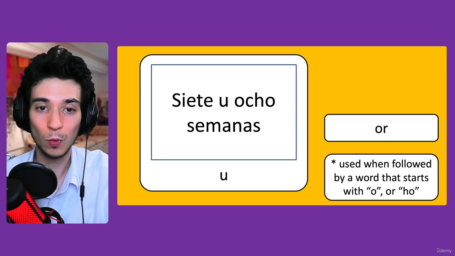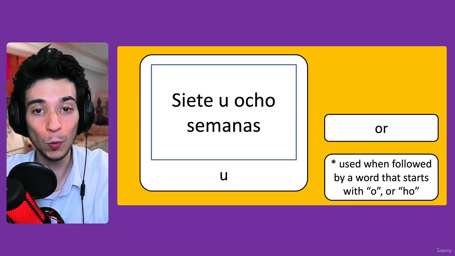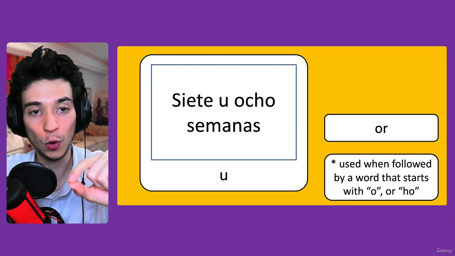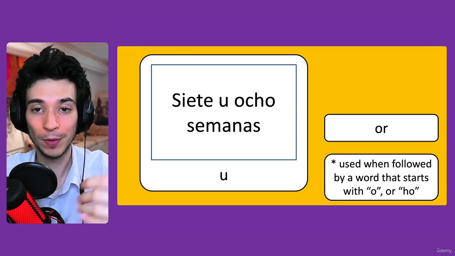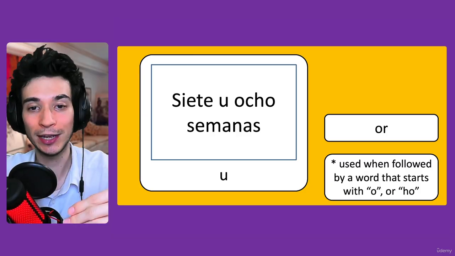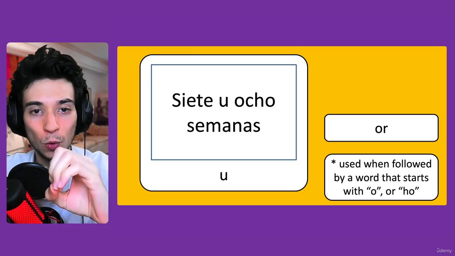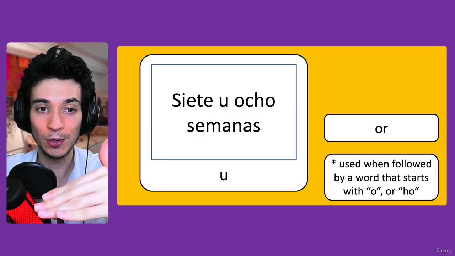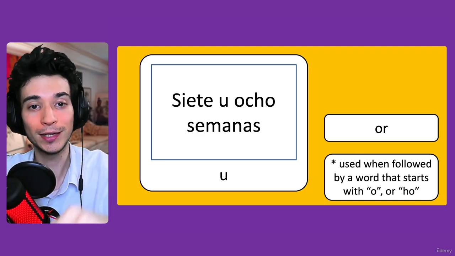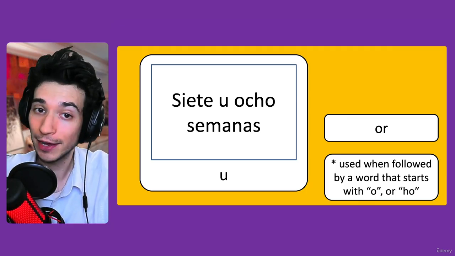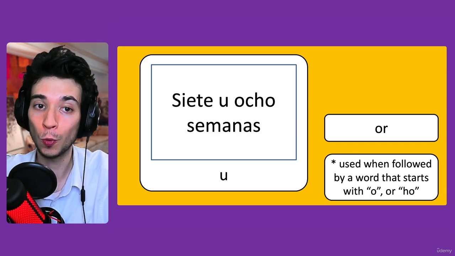For example, o changes to u when o is followed by a word that also starts with the same sound of o or ho, because the h is silent in Spanish, so it would still sound like o. So whenever you have o and then it's followed by another sound of o, then you have to change the o to u. So for example, siete u ocho semanas, 7 or 8 weeks, 7 u 8.